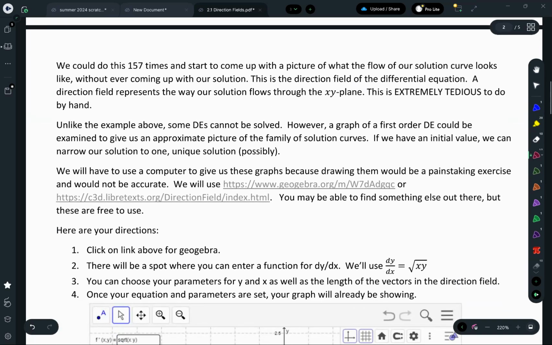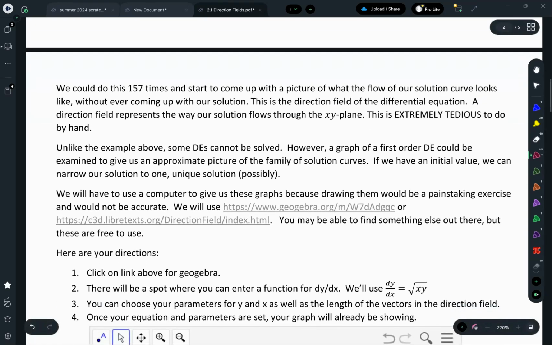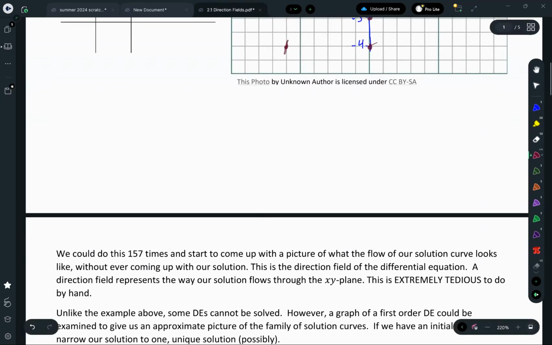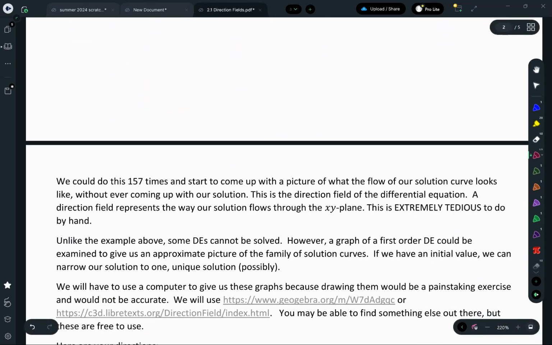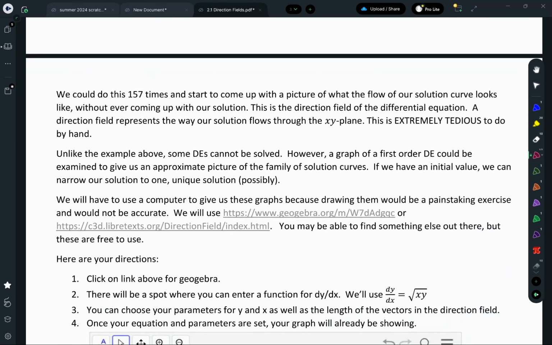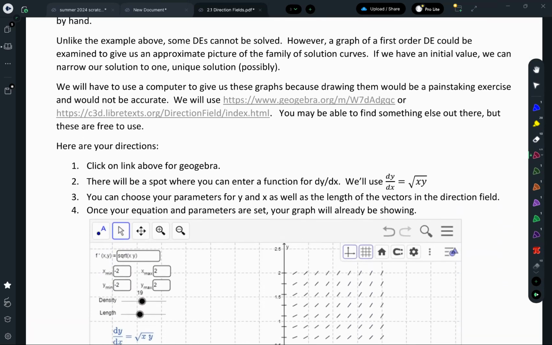And so the other thing is that, for example, this ODE dy/dx is equal to the square root of xy. We can solve this, but we don't know how to yet. And so maybe we could just learn something about the solution by looking at the direction field. That's our goal, that we could look at a direction field and talk about the flow of our solution. And that's about it.